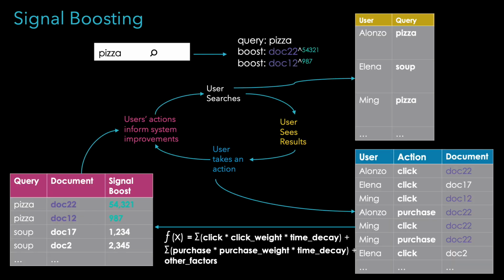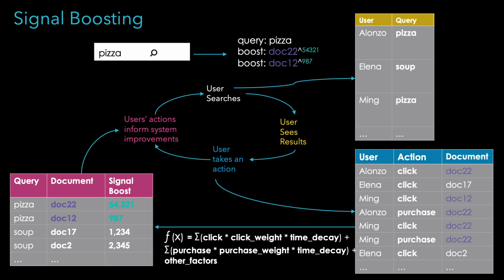And so signal boosting, if you look at what you see on the screen here, the formatting is a little weird, so bear with me as I'm pulling these up on the fly. With the signal boosting model in Fusion, effectively what we're doing is through that feedback loop. If you look at the query example on the screen where somebody searched for pizza, that search for pizza gets logged. Each user, you see here, Alonzo searched for pizza, Elena searched for soup, Ming searched for pizza. Those searches get logged, and whenever those users take subsequent actions, maybe clicking on documents or purchasing or what have you, those signals are recorded.